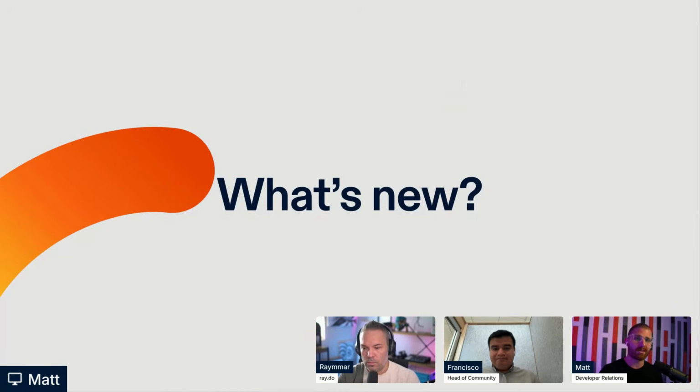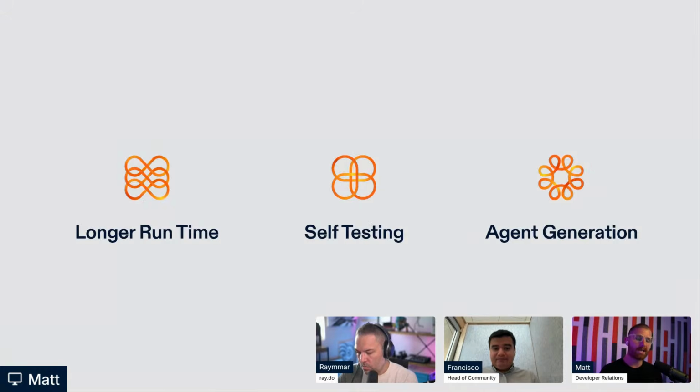But just to get started, let's talk a little bit about what's new, both in Agent 3 and then recently. So Agent 3 headline features: there's a longer runtime. Agent can now test itself, we're calling it self-testing, and then agent generation. So agent is building agents. We're going to talk about all three of these things and what that means more tangibly.